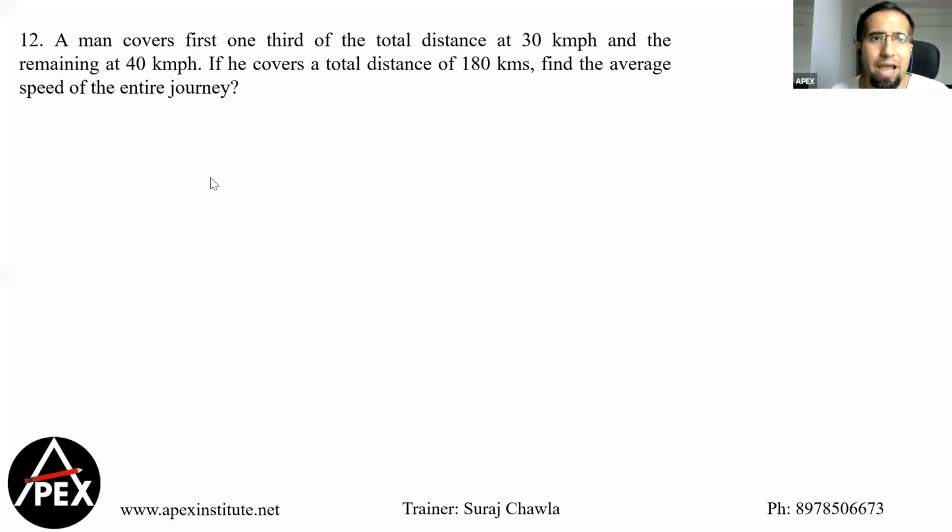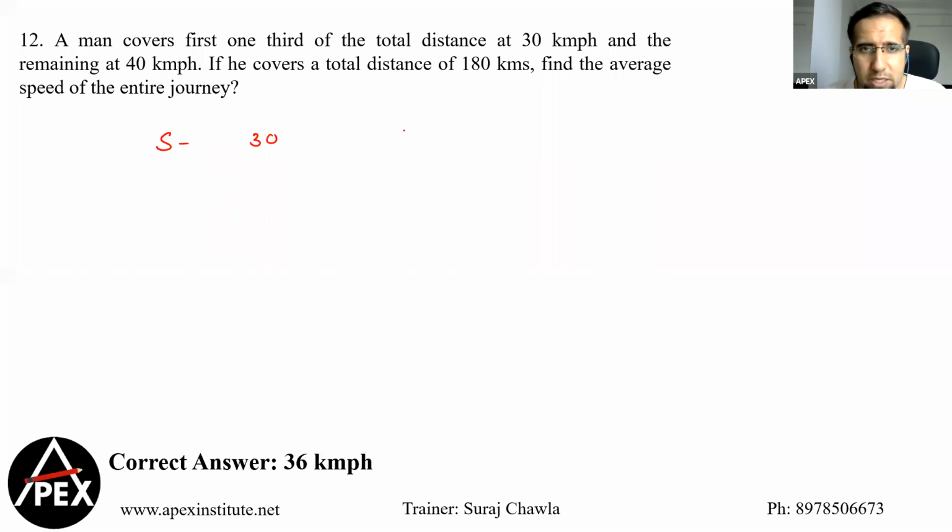Let's look at this question. A man covers the first 1/3 of the total distance at 30 kilometers an hour, and the remaining at a speed of 40 kilometers an hour. Now I'm also given the distance. What's the distance? The first 1/3 of 180. What is 1/3 of 180? So first 60 kilometers at 30 kilometers an hour and the next 120 kilometers at 40 kilometers an hour, because the total distance covered is equal to 180.